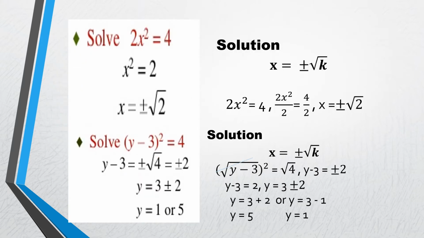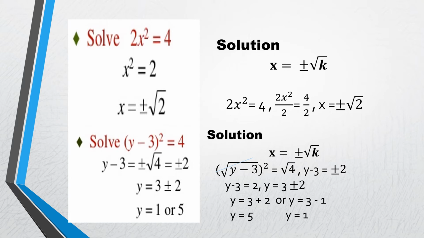These are other examples of how to solve quadratic equation by square root property. Example number 2. Solve 2x squared is equal to 4. There is a coefficient of x, so that is 2. First, remove the coefficient. How? Divide both sides by 2. So, 2x squared divided by 2, that is x squared. Then 4 divided by 2, that is 2. So, your answer is x is equal to positive negative square root of 2. The same with example number 3.